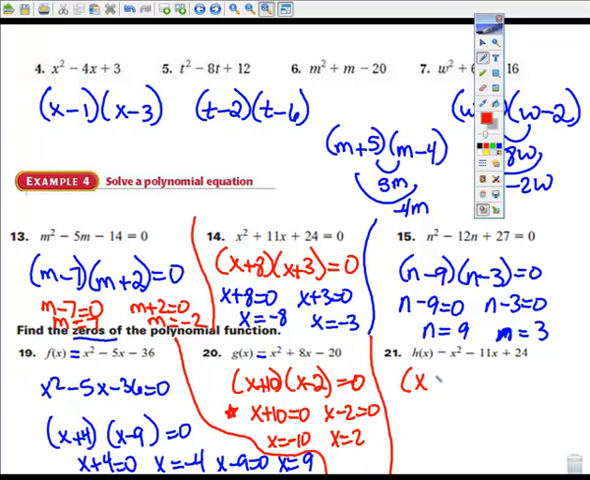Last one here, I have x. This again is equals and x. I have a positive 24 and a negative 11, so they're both negative, and 8 and 3. And it's almost exactly like problem 14, except I'm going to get the opposite answers. So I get x equals 8 and x equals 3.